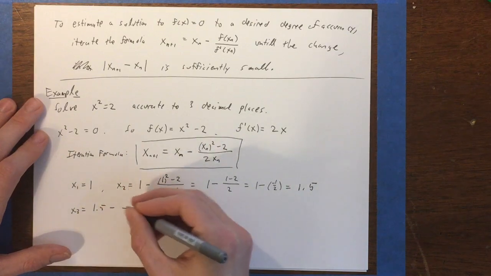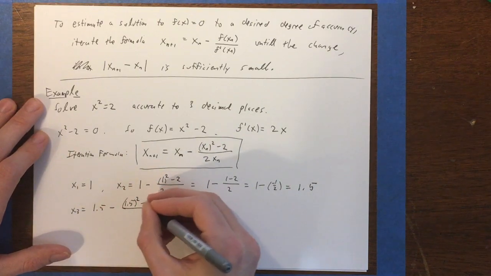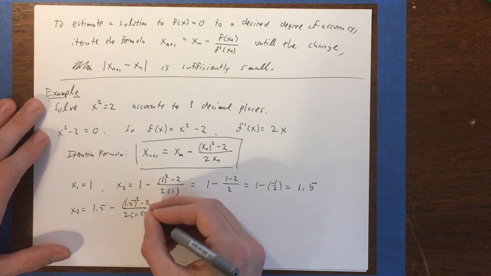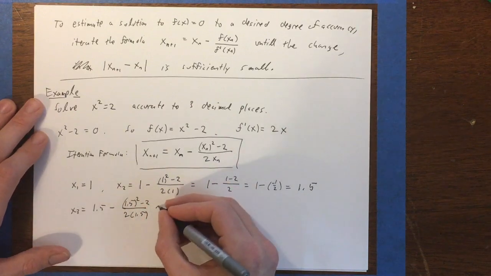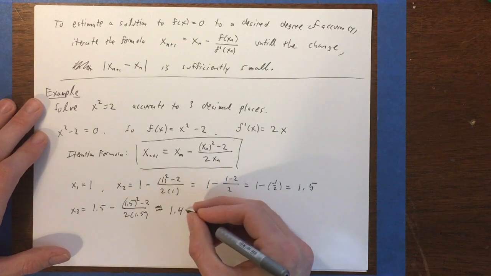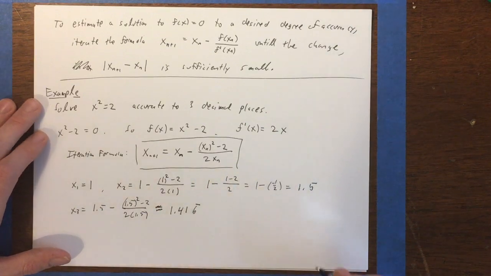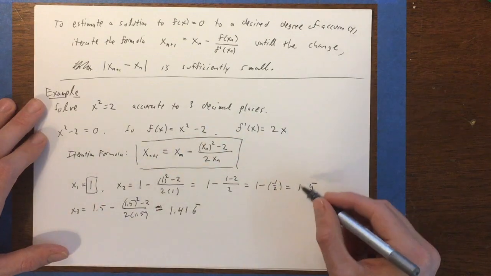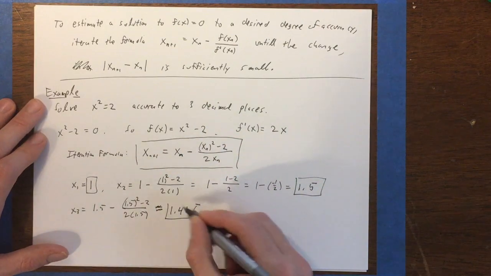1.5 minus (1.5 squared minus 2) over (2 times 1.5). And if you calculate that out, that's about 1.4, oh, actually it's exactly 1.416 repeated. So here is our sequence of numbers so far.